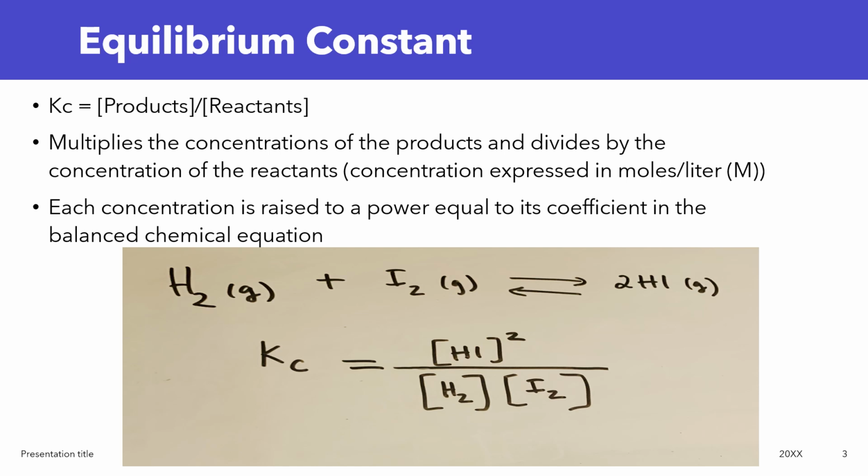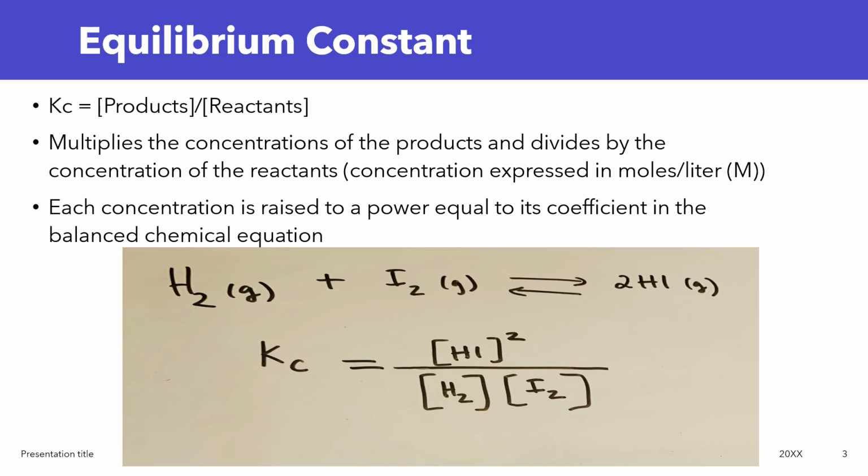So let's look at the chemical equation below. H2 plus I2 equals 2HI. So here we have two reactants, right? H2 and I2. And then we have one product, HI. So to calculate Kc, remember, you multiply the concentration of all the products. So here we only have one product, HI, and then you have to raise each concentration to a power that is equal to its coefficient in the chemical equation.